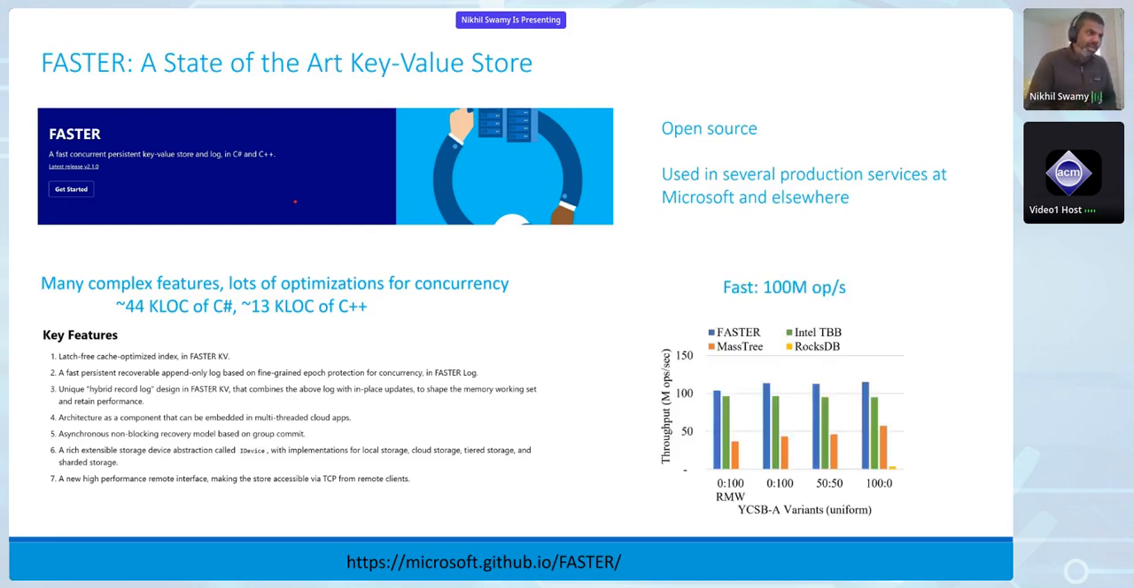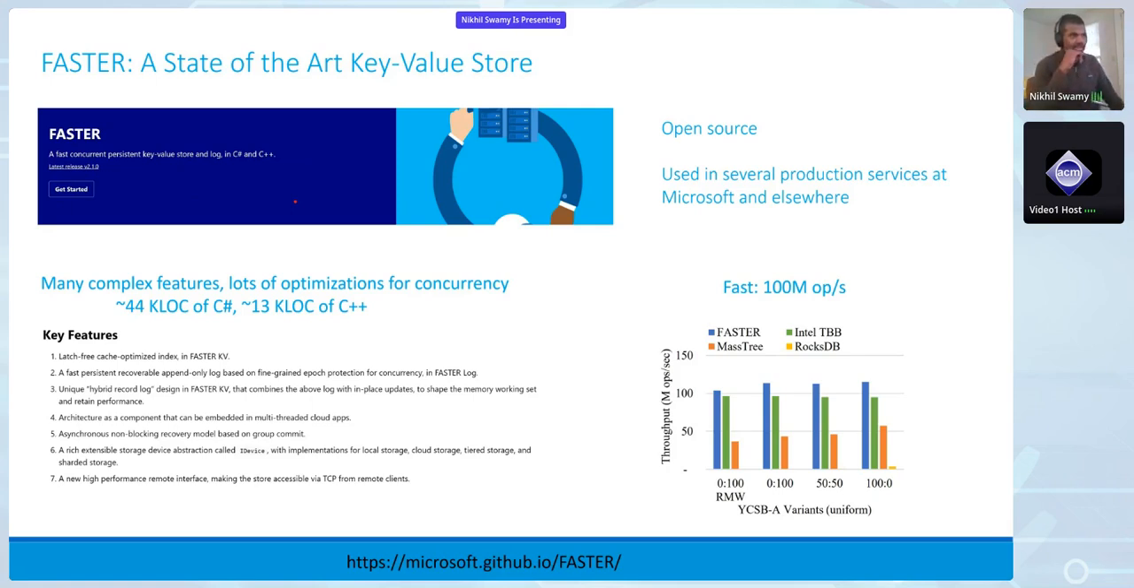So here's a table from the FastVer paper. It reports a throughput of around 100 million operations per second, which it achieves because it's very concurrent, and that's faster than many other production key value stores out there, including, for instance, an order of magnitude faster than RocksDB, for example.